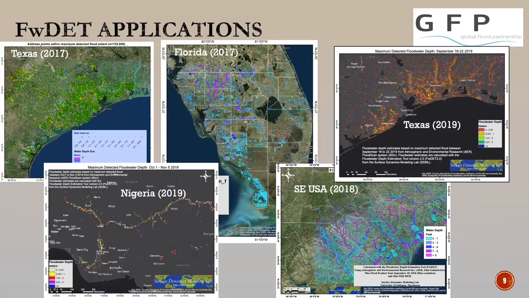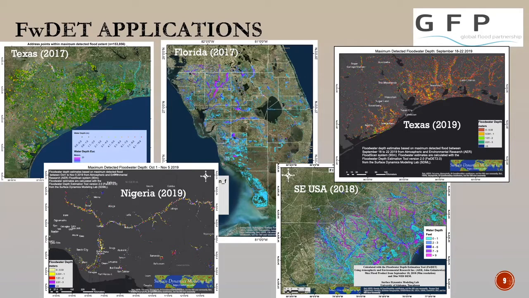We are members of the Global Flood Partnership, which is a partnership of scientists and practitioners that aim to promote global collaboration towards better flood mapping and flood response. So these are just some examples. There were many more. Almost any global flood partnership activation, we've been involved. And what we do is we take the best flood map that we can get from near real-time remote sensing and add the flood water depth to it.